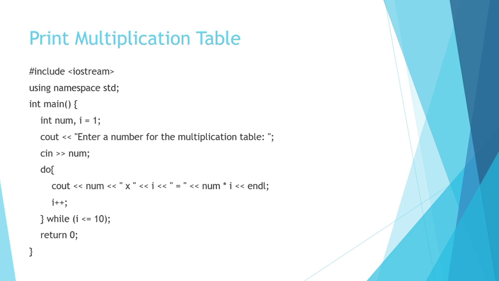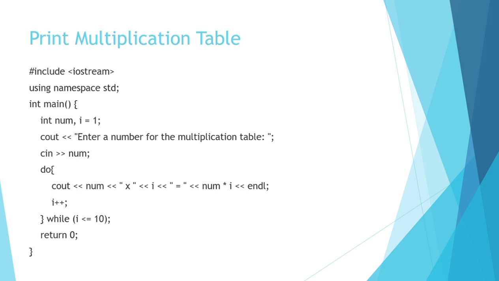Inside the loop, the program performs the following. Cout number " x " i " = " number * i endl; this prints the current multiplication statement to the screen, in the format number x i equals result, where number is the number entered by the user, i is the current iteration, from 1 to 10, and number * i is the product of number and i. The endl at the end ensures that each result is printed on a new line. Increment i.